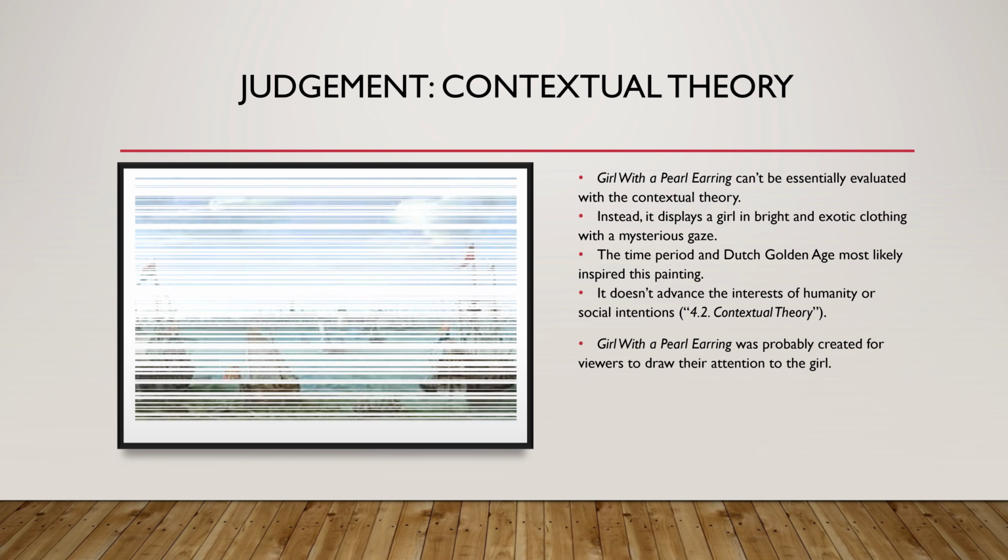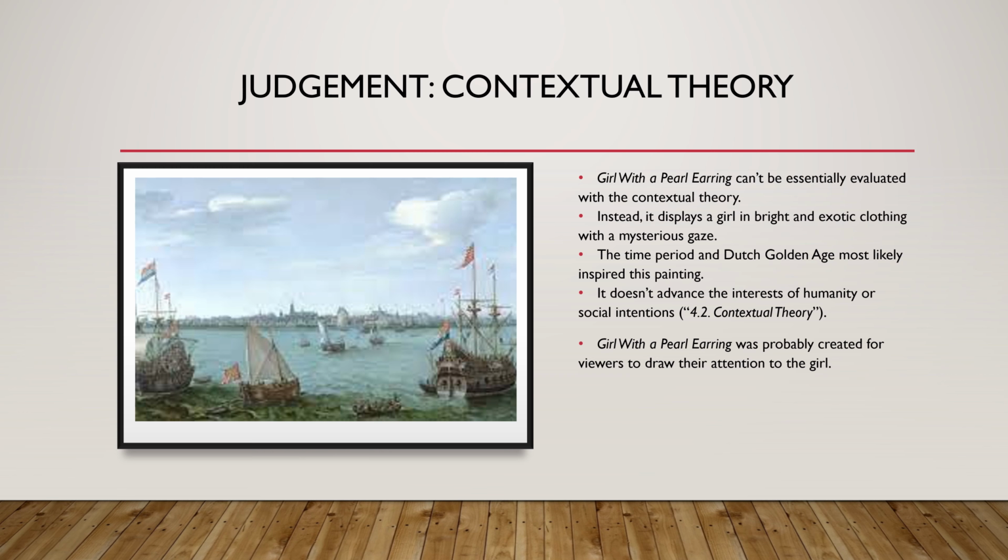For contextual theory, Girl with a Pearl Earring can essentially be evaluated with the requirements of this theory. It is because there is not essentially a social intention for this piece of art. Instead, it displays a girl in exotic and bright clothing with a mysterious gaze as if she was looking in a certain direction. I believe that the time period and Dutch Golden Age inspired this painting, but it was most likely meant for viewers to draw their attention towards the girl, and it doesn't advance the interest of humanity.